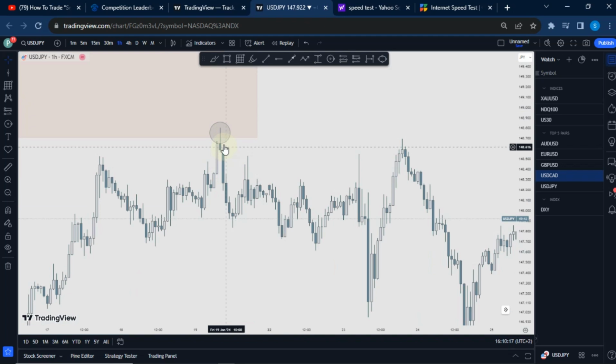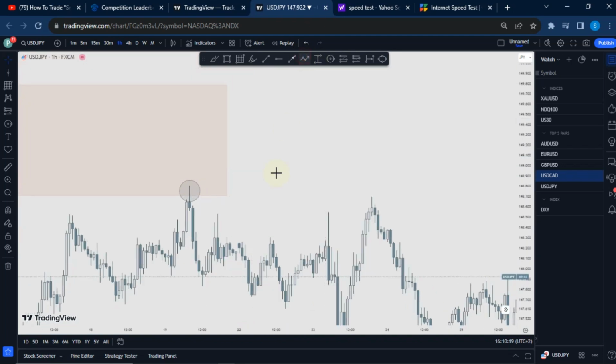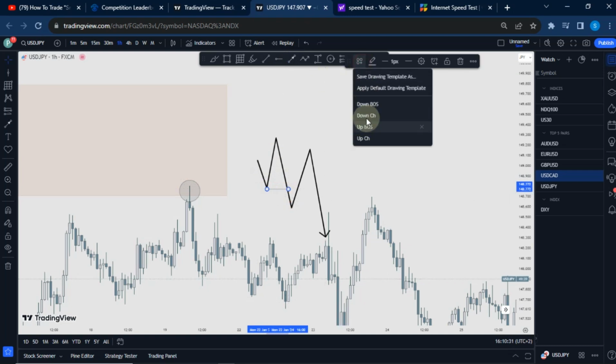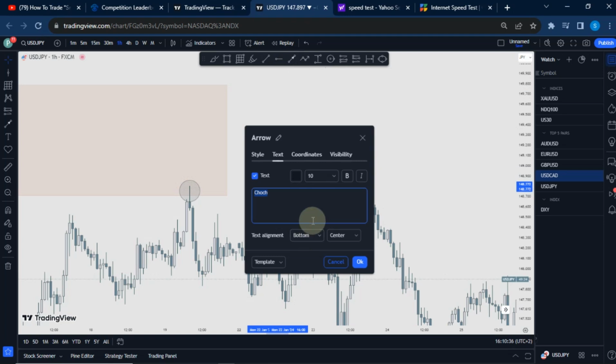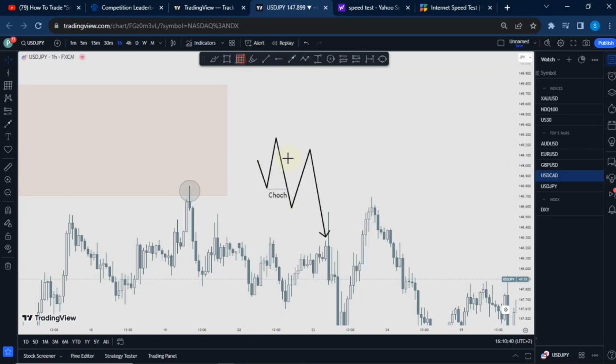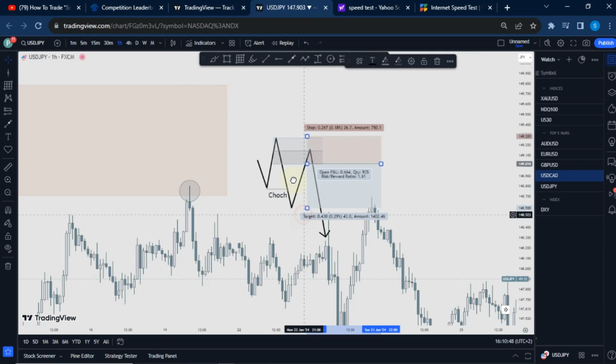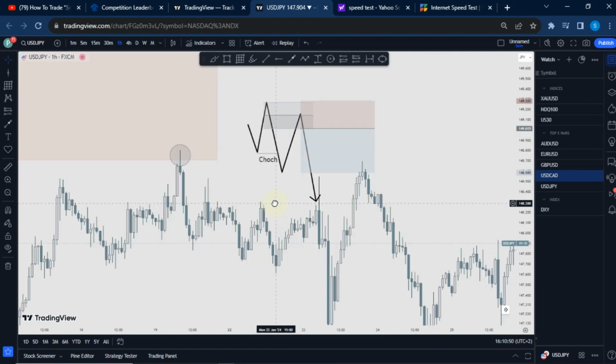Once the price reacts on our daily zone, what we're looking for is this pattern, which is going to be our change of character. After our change of character, we're going to mark what caused the change of character, and we're going to enter right here. So this is our pattern for entering.